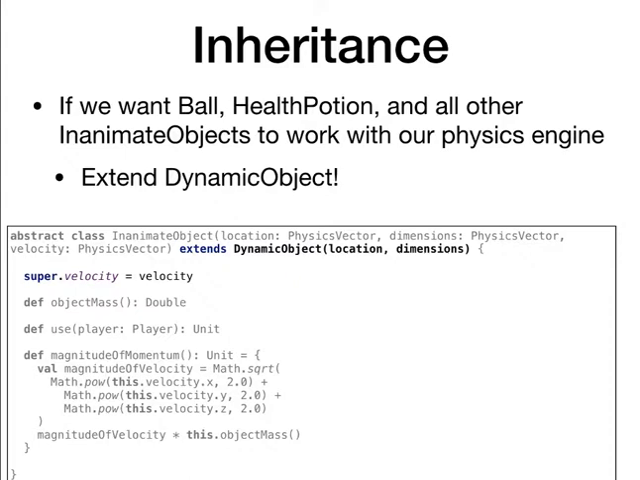They're going to behave just like dynamic objects, so as long as they have everything from our dynamic object, which is location, dimension, and velocity, the only things dynamic object needs, that's going to work with our physics engine. We create a world, we create balls and health potions, we throw them in the dynamic objects for that world, throw that world into our physics engine, and our game has physics now.